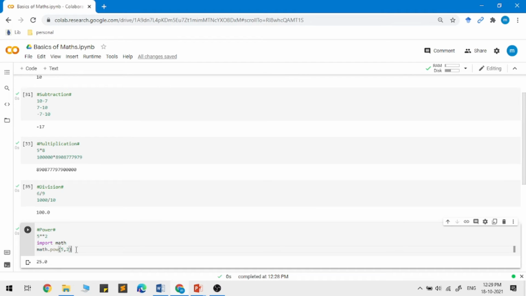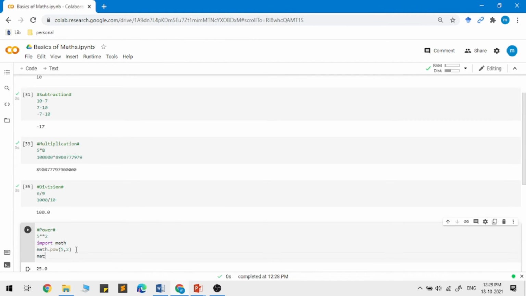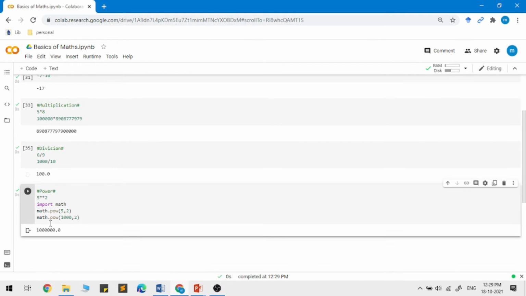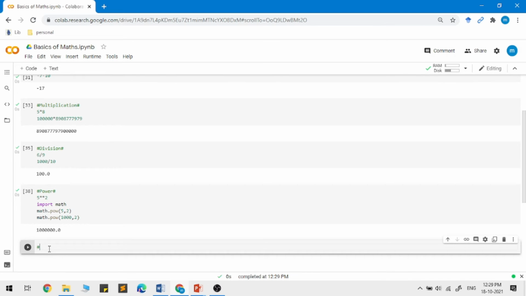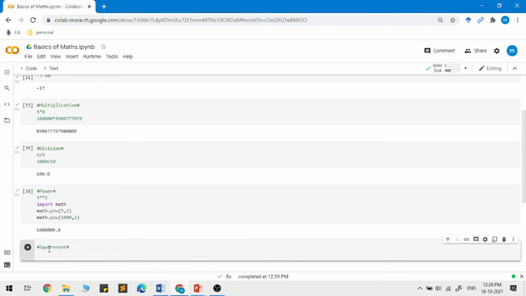Or else, suppose I want to find a higher power. So math dot pow of 1000 with 2. Okay, it is giving the value, right? So you know how to find the power of two numbers. Next we move to square root. So how will you find a square root? It is also by using the math function that you can easily find it.